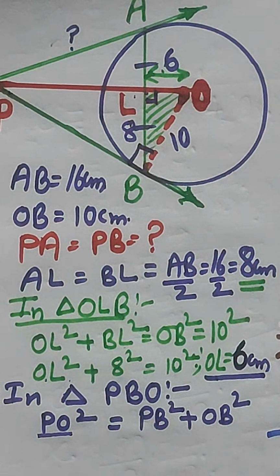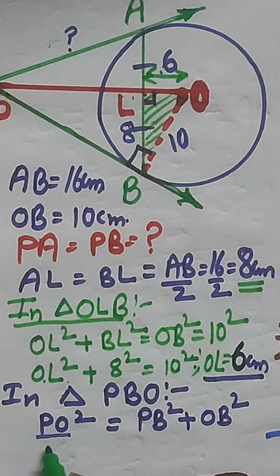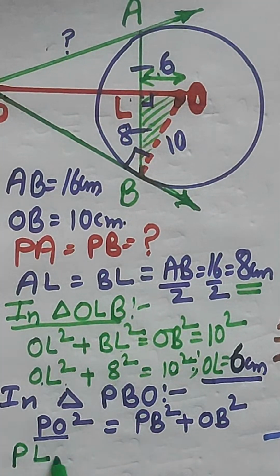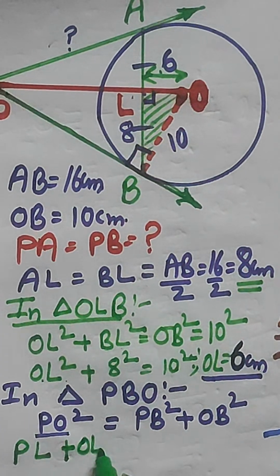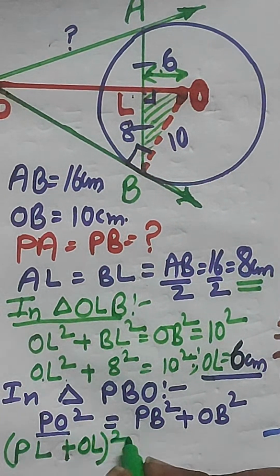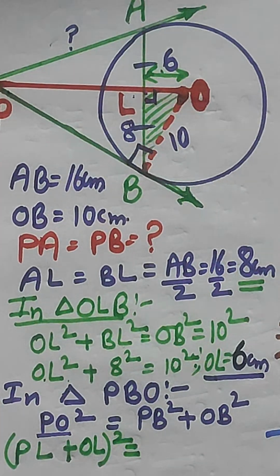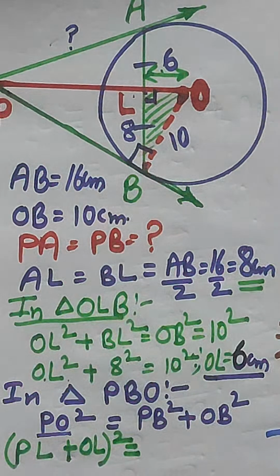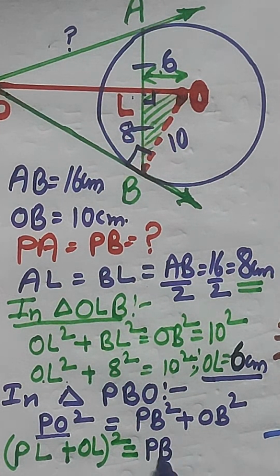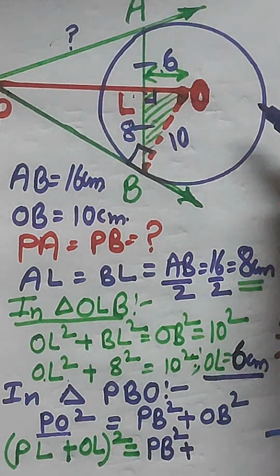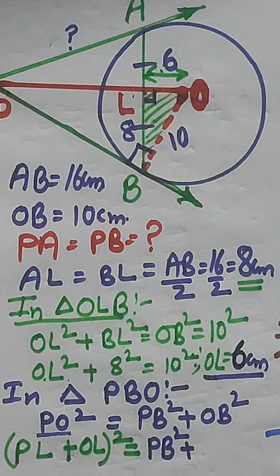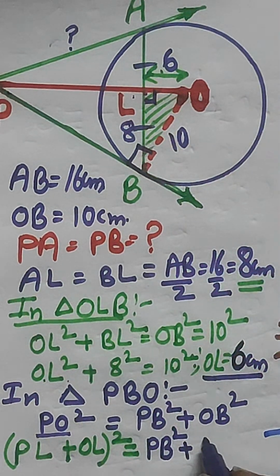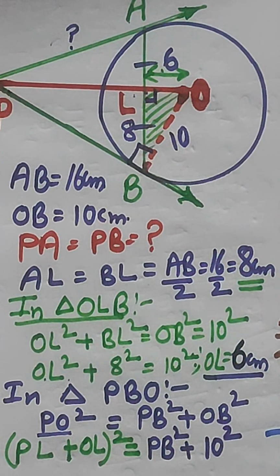So PO can be written as PL plus OL. So the whole square of this is equal to PB square plus OB square, and we are about to calculate the length of PB. So this will be a variable to us, right? And what is the length of OB? OB is given, that is the radius, that is 10. So this will be 10 square, right?